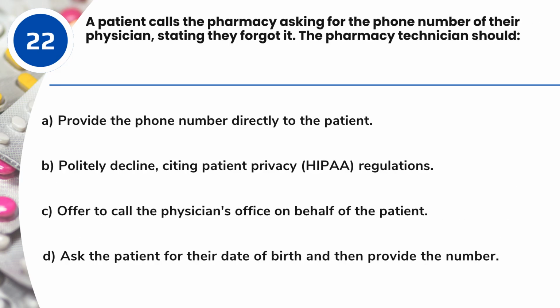Question 22. A patient calls the pharmacy asking for the phone number of their physician, stating they forgot it. The pharmacy technician should A. Provide the phone number directly to the patient. B. Politely decline, citing patient privacy, HIPAA, regulations. C. Offer to call the physician's office on behalf of the patient. D. Ask the patient for their date of birth and then provide the number.